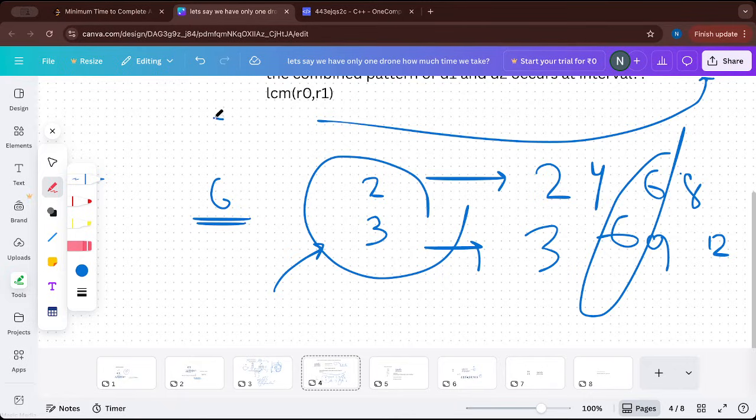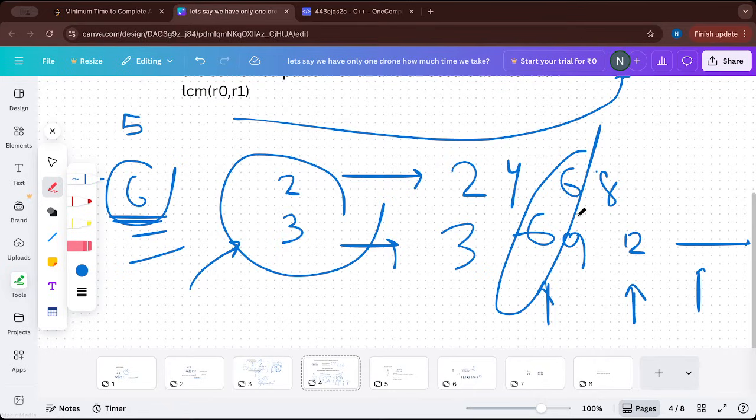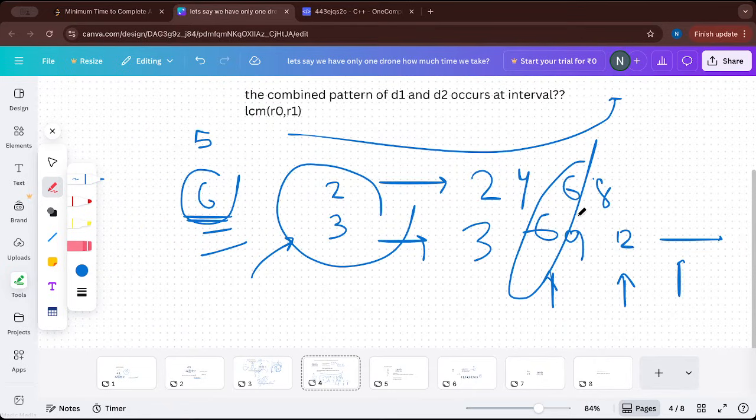So the total deliveries are 5 and the recharge point is 6. And what does this 6 mean? The netted drone will recharge at 6, at 12, at 18 and so on. In this way we are able to get a single perspective of both drones combined, as a unique one.